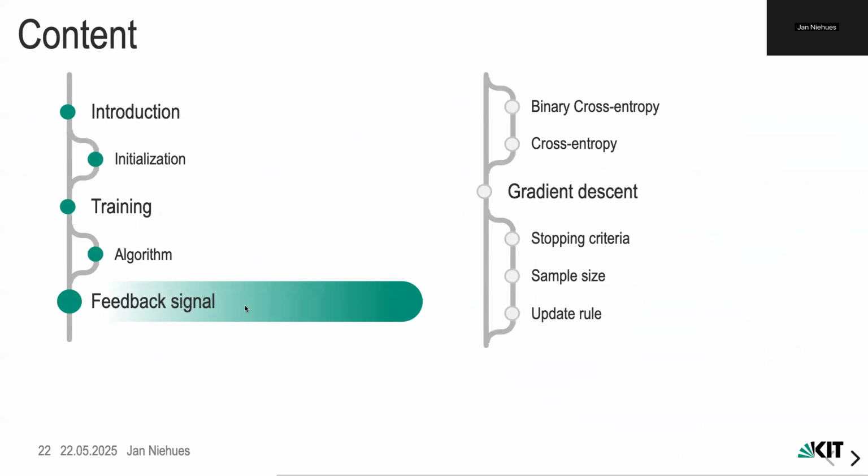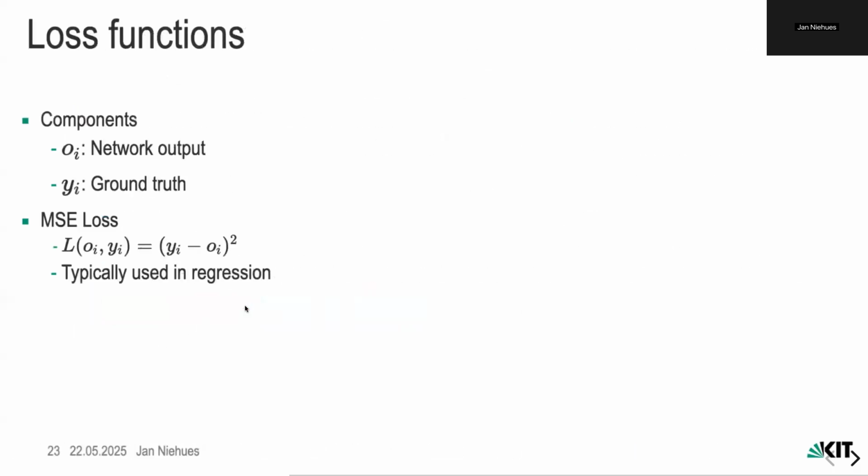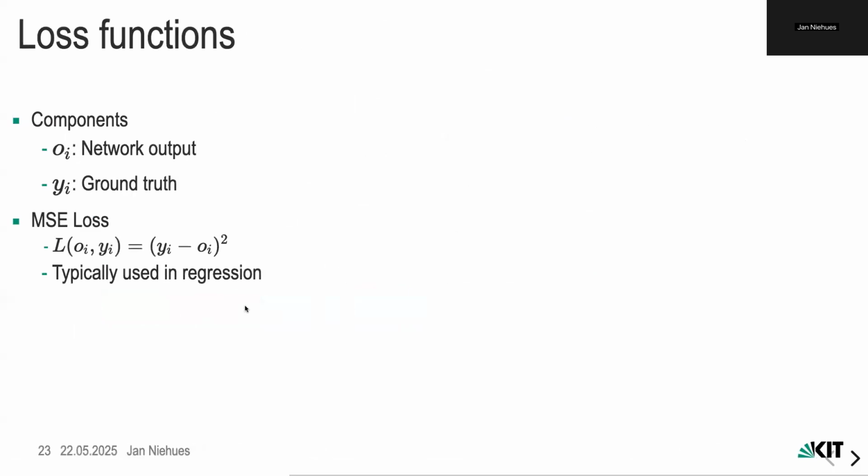Any idea what could be maybe the easiest way of measuring the error in a neural network? Take the mean error. Right. And that's a very good thing, to be honest. And for a lot of tasks, it's really what we do.